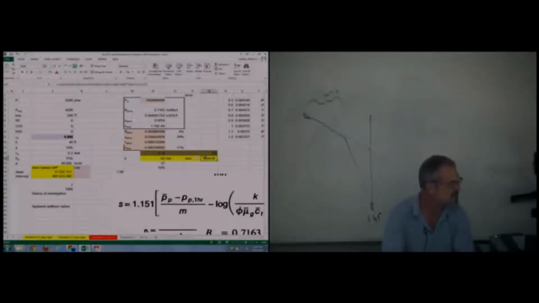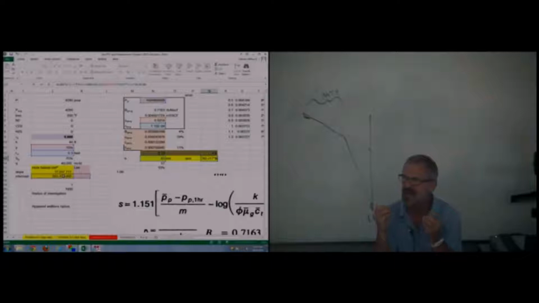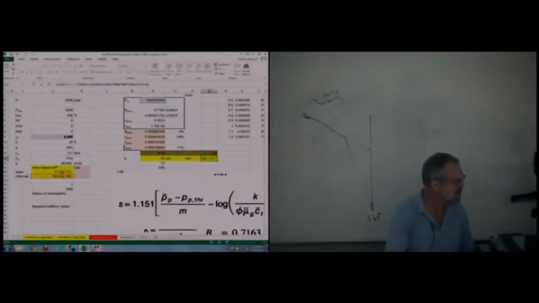But I've got to use delta, which is this minus the intercept. Because the intercept is at 1 hour, okay? When we're doing a build-up, this is not going to be as easy. But our drawdown at 1 hour is the intercept. Okay, so I got my numerator, and now for my denominator, I need to divide by the slope.